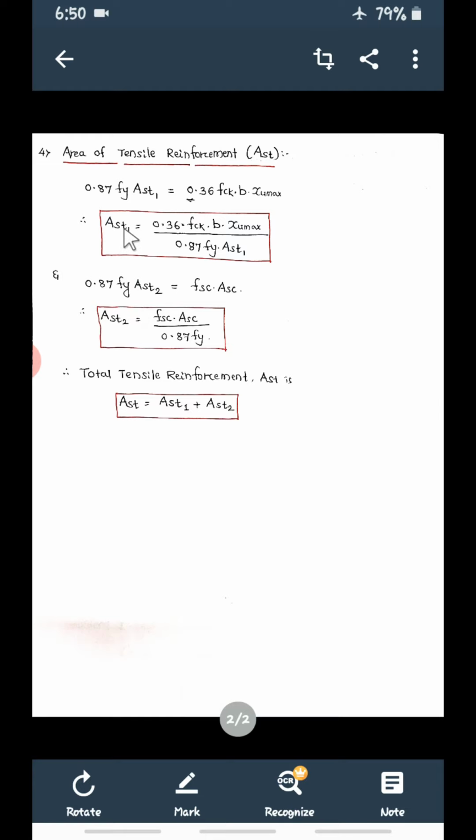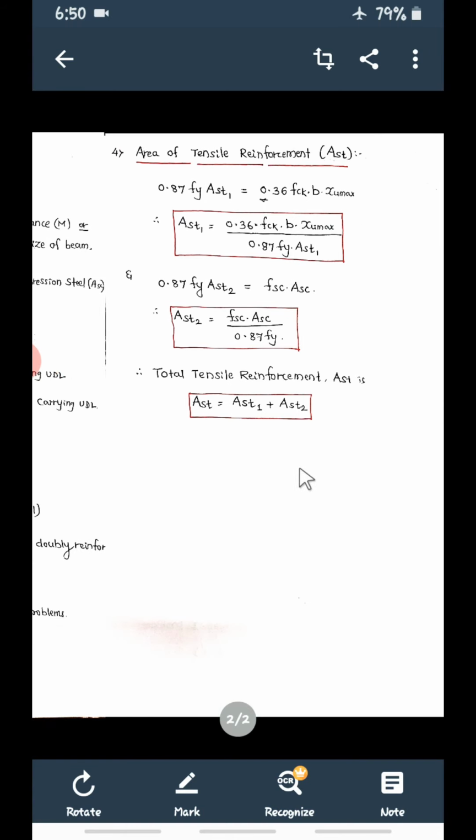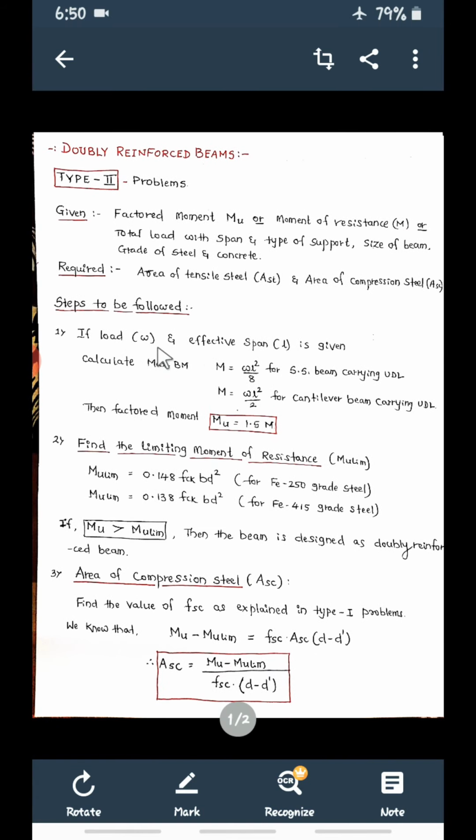After calculating AST1 and AST2, add these two and we get the total AST provided at the bottom. So total tensile reinforcement AST is equal to AST1 plus AST2. Remember, there will be 4 steps. In the first step, if the moment is not given directly but the load and span are given, calculate the maximum bending moment M depending upon the end conditions. Multiply this by 1.5 and we get Mu, the factored moment.